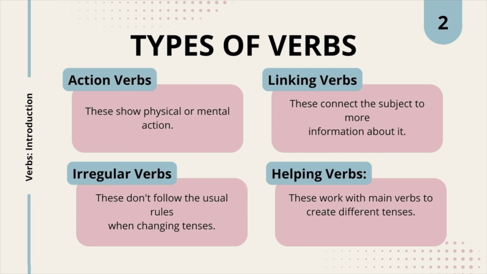Linking verbs. So these connect the subject to more information about it. So I am a student. In that case, am is the verb, and we use it to link me, the subject, to more information about me, which is the fact that I am a student. Or he can swim. So in that case, he is the subject, and we're connecting it to more information about him, which is the fact that he can swim.